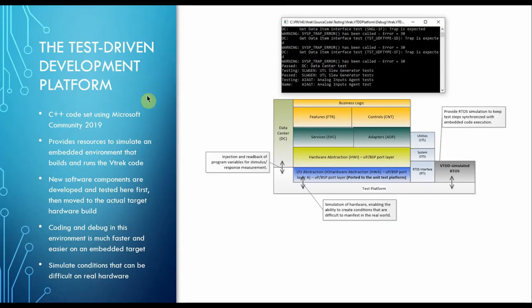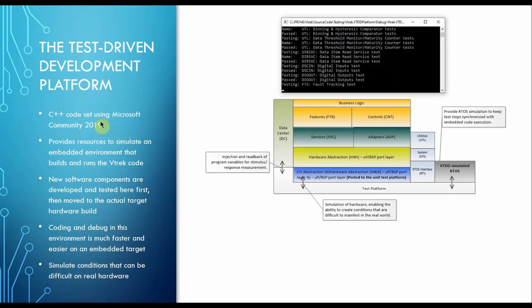The Test-Driven Development Platform is a C++ code set using Microsoft Community 2019. This platform provides resources to simulate an embedded environment that builds and runs the Vtrek code. New software components can be developed and tested on the platform first and then moved to the actual target hardware build. Coding and debug in this environment is much faster than on an embedded environment. And since this is a simulation environment, you can simulate conditions that can be difficult on real hardware.